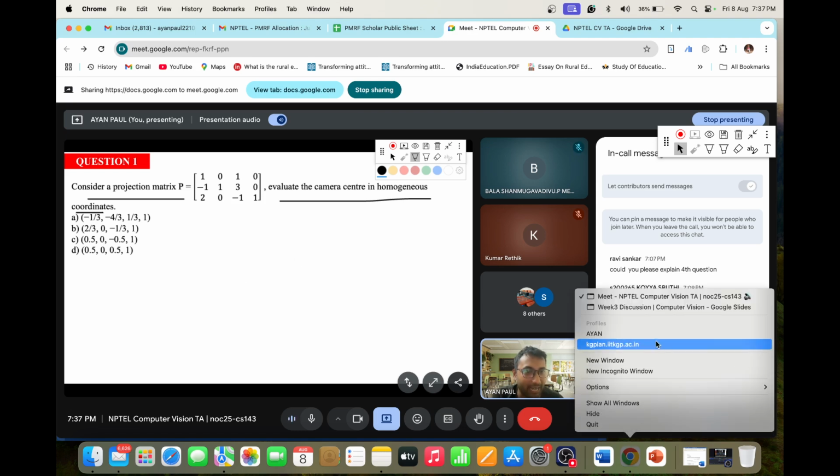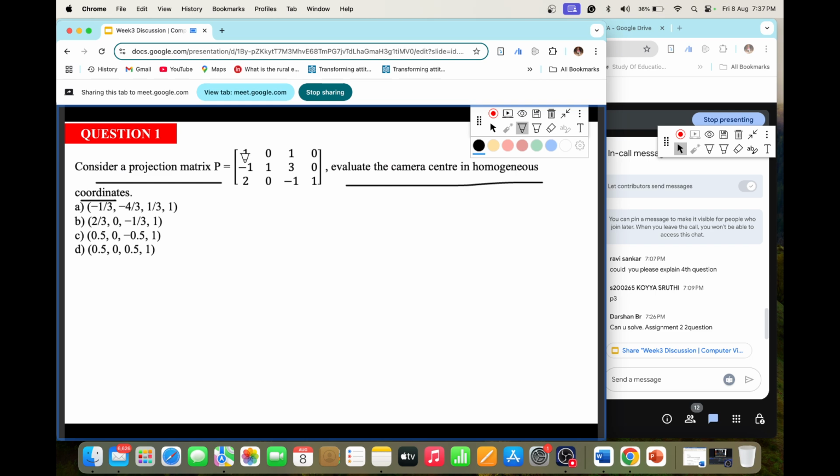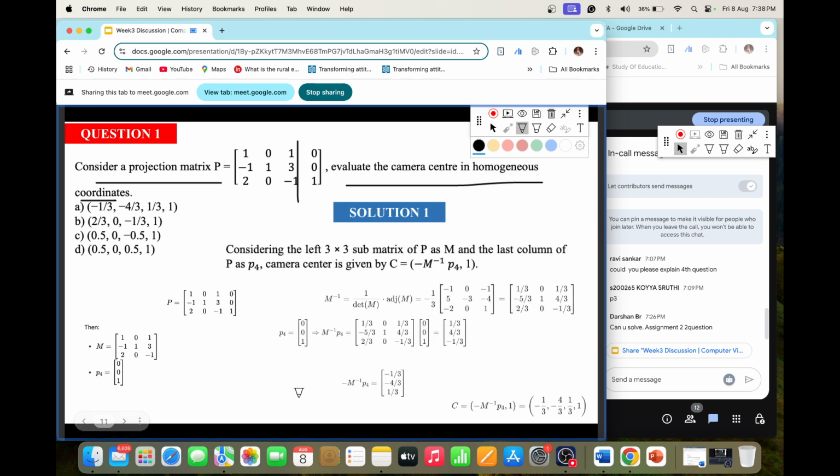Very simple. So what is M here? This portion is M and this portion is P4. Just find the M inverse. How can you find the M inverse? This is how you can find it. So this is actually M inverse P4.